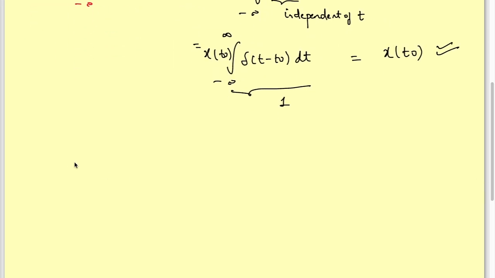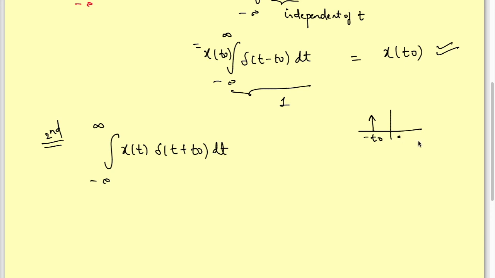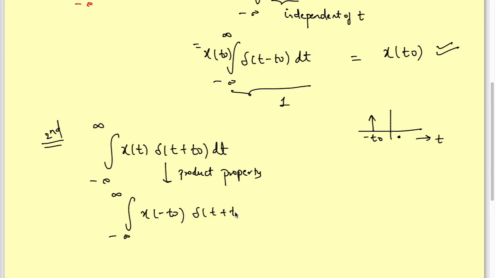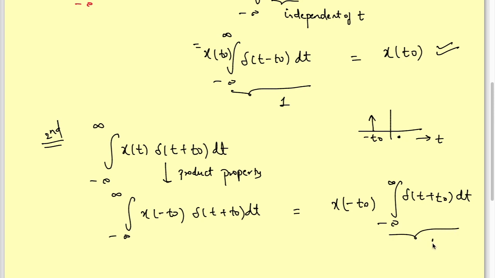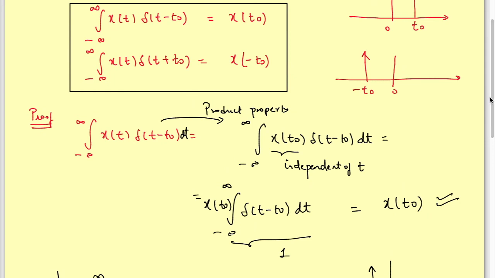Okay, now moving toward our second case, that is integral from minus infinity to infinity x of t delta of t plus t naught into dt. So my impulse is present at minus t naught. Okay, so replacing the signal where impulse is present, then using my product property, it will become something like this: x of minus t naught and delta of t plus t naught into dt. Since this part is independent of t, I can take this out. Since area of my impulse is equal to 1, it is x of minus t naught. Okay, so my second case is also satisfied.